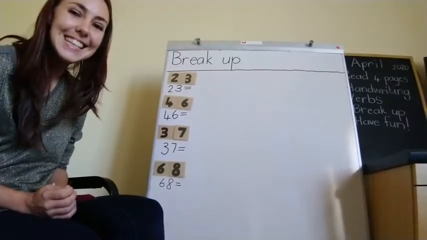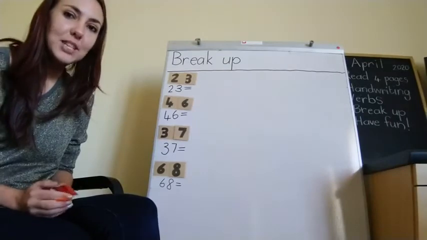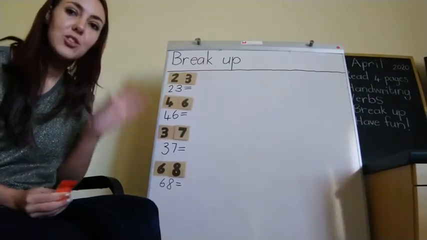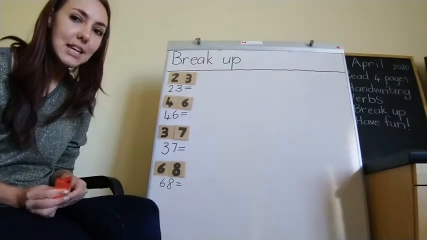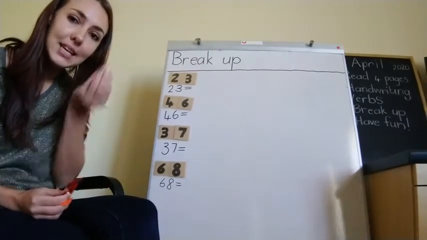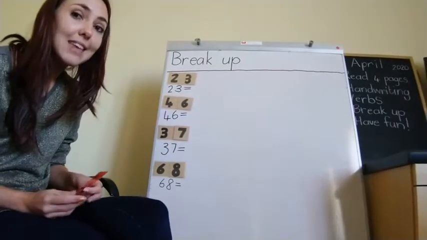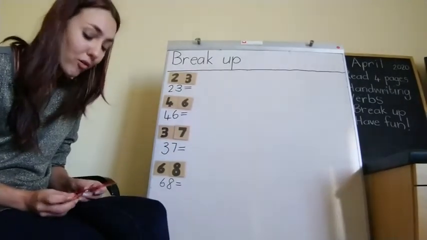Welcome back everybody. Okay, the next thing on our list is break up, and that literally means we're going to break the number up into tens and units. Now yesterday we did place value, so we said how many people live in the tens house, how many people live in the units house, but today we're going to write the actual number value of those numbers.